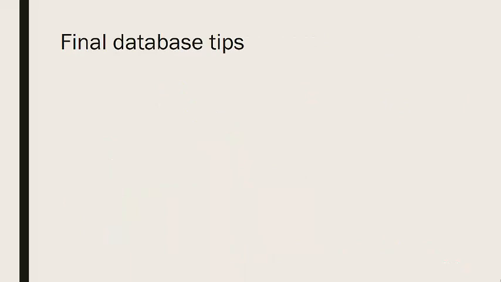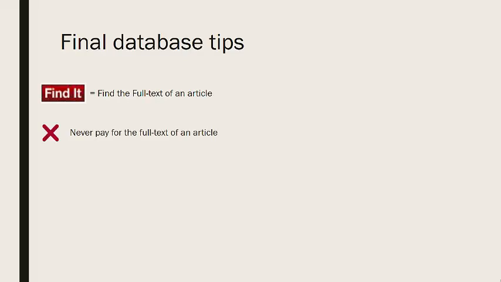Here are some final tips for using library databases. Use Find It to find the full text of an article. While at IUPUI, you should never have to pay to access research. If we don't have the full text of something through a database, you can still request a copy of an article or book that you need through our interlibrary loan system. You can find the link on the University Library website.